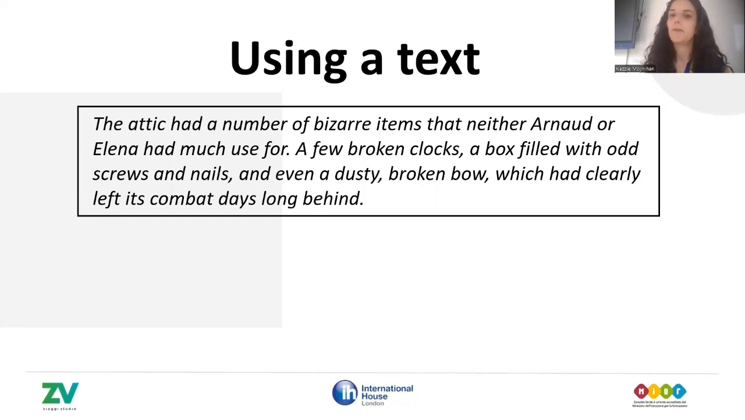The attic had a number of bizarre items that neither Arno or Elena had much use for. A few broken clocks, a box filled with odd screws and nails, and even a dusty, broken bow, which had clearly left its combat days long behind. Through this text, the teacher can ask a variety of questions to clarify the meaning of bow.